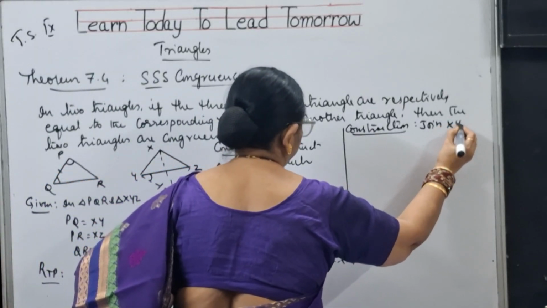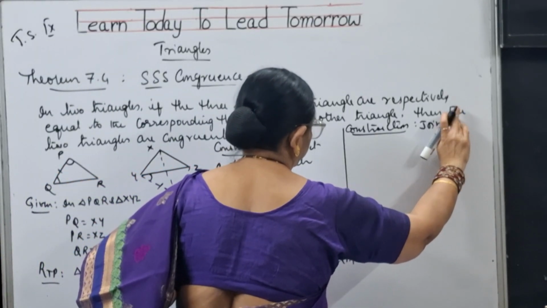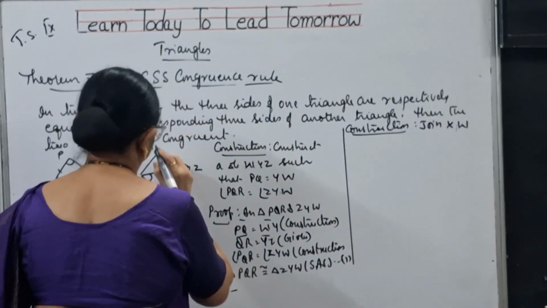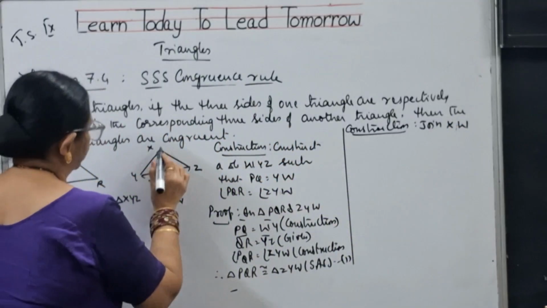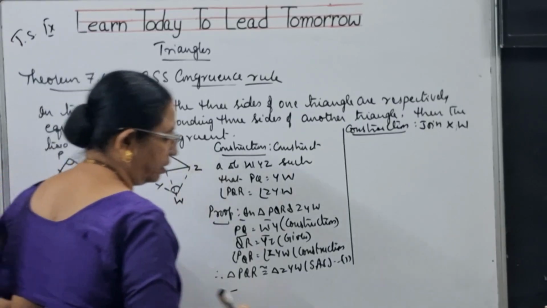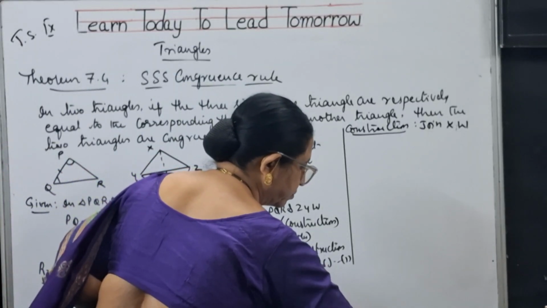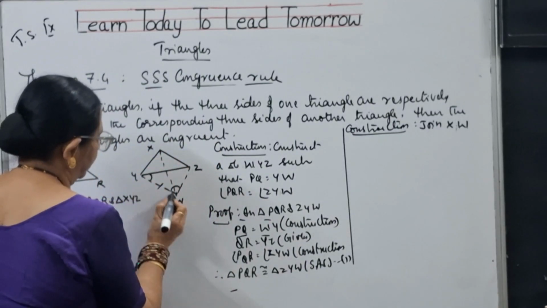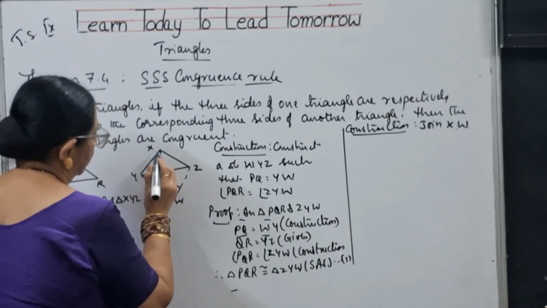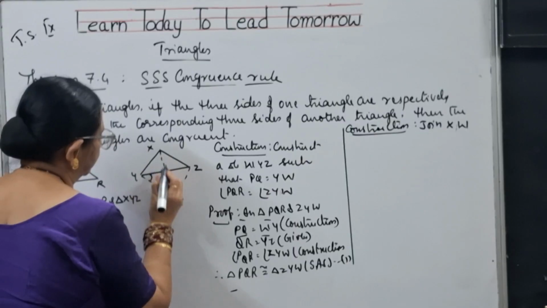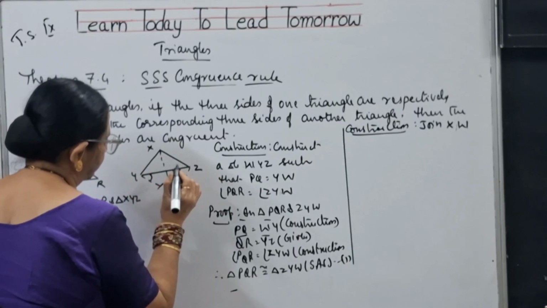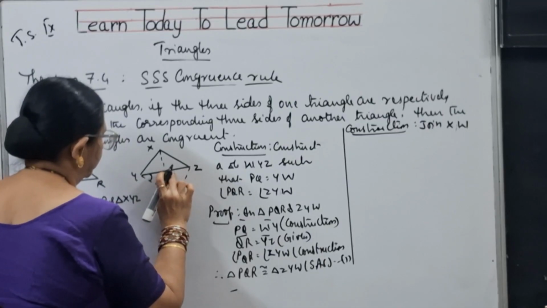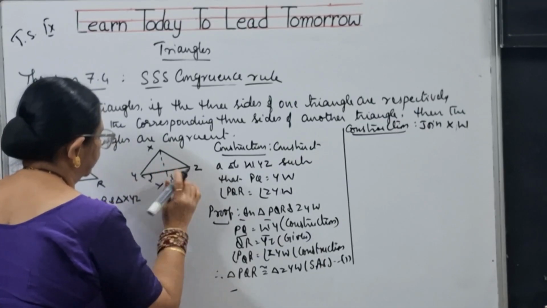Join X and W. If you join X, W, we are getting two triangles here. Let me take this as X, Y, W, or else in this let me take this point as P. P we have already taken. Let me take this point as S.